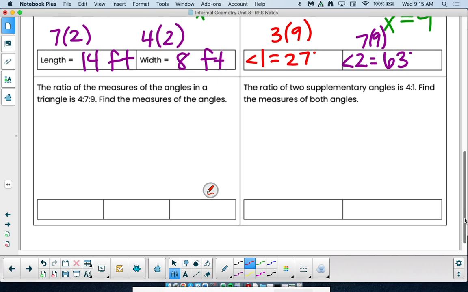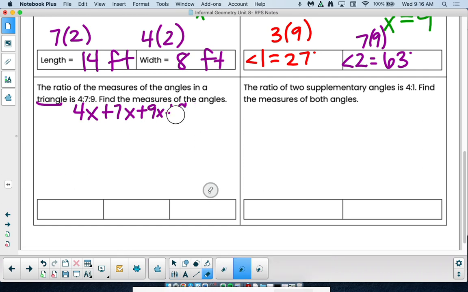All right, these last two are pretty similar to what we just did. It says the ratio of the measures of the angles in a triangle is 4 to 7 to 9. Find the measures of the angles. So we got to figure out, what do the angles of a triangle add to? Well, I think you guys all know that they add to 180. So now it's the same old same. We know that 4x plus 7x plus 9x equals 180.